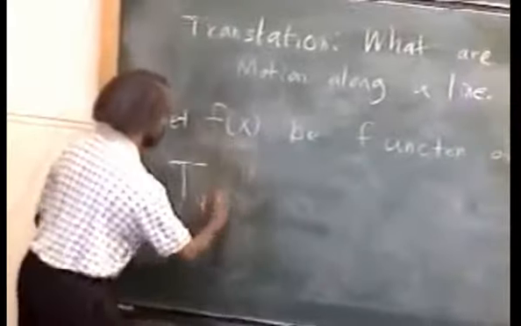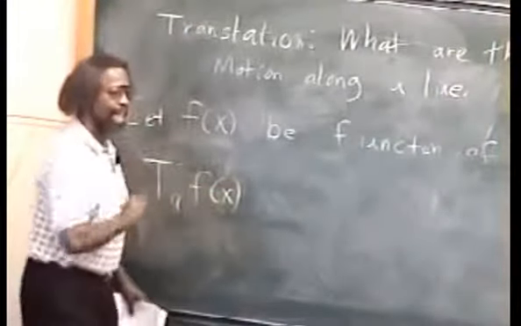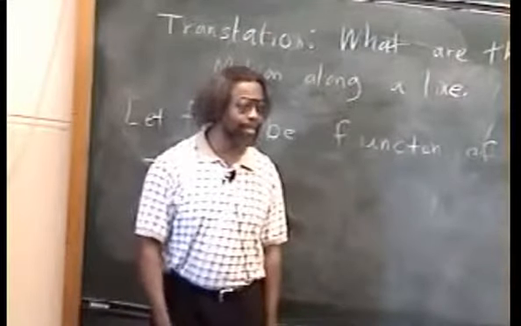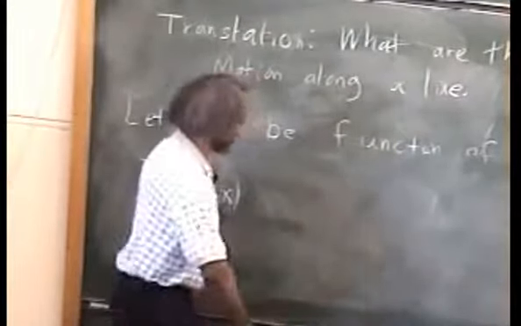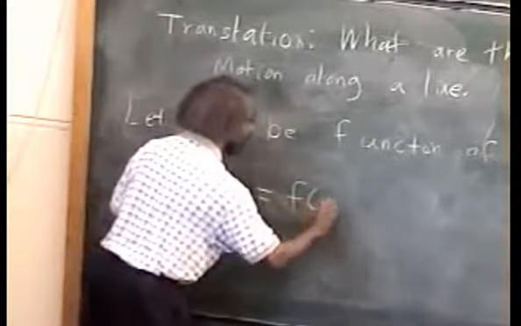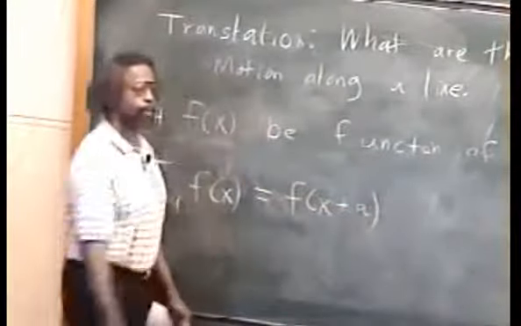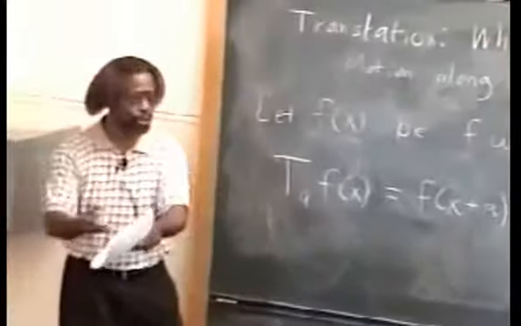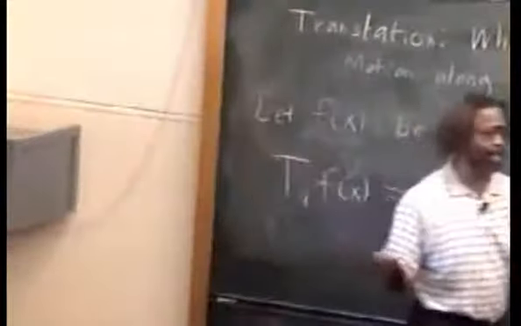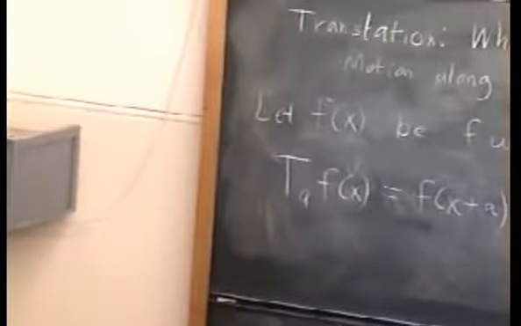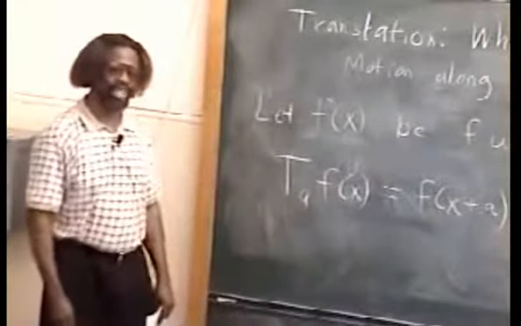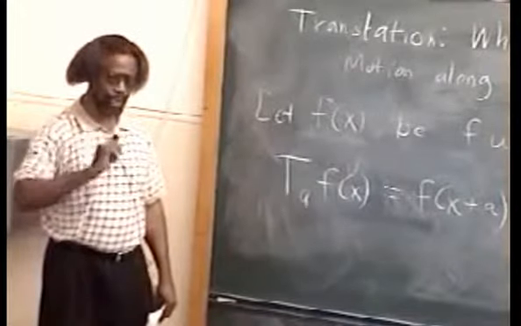Well, if the original function is at position x and you translate the x-axis by the number a, then the function must be evaluated at x plus a. That's what we mean by a translation. You took the measuring line and you translate it, right? Simple definition of translation.